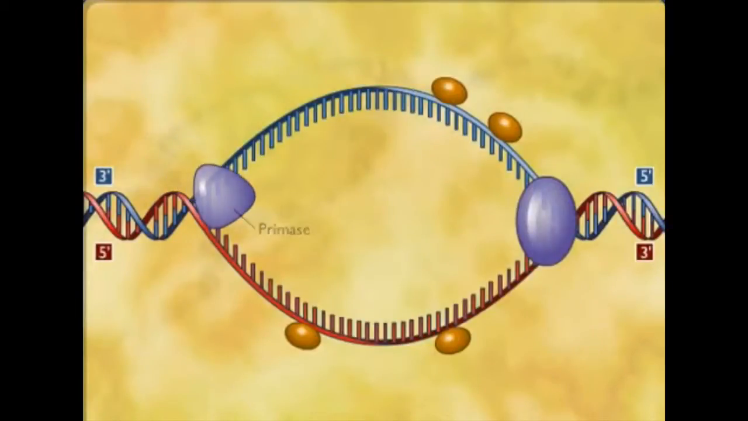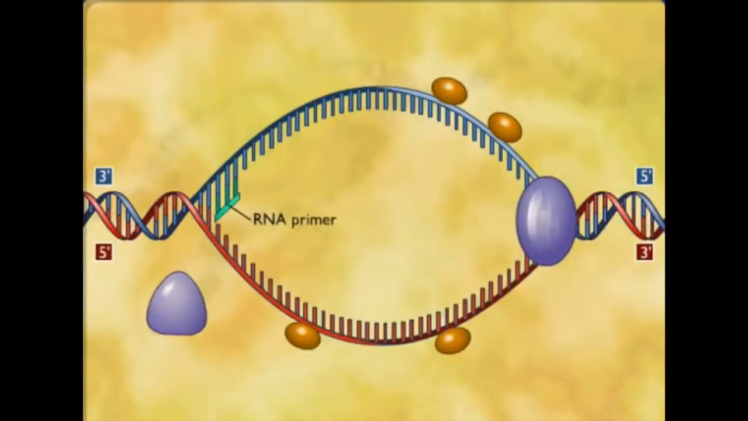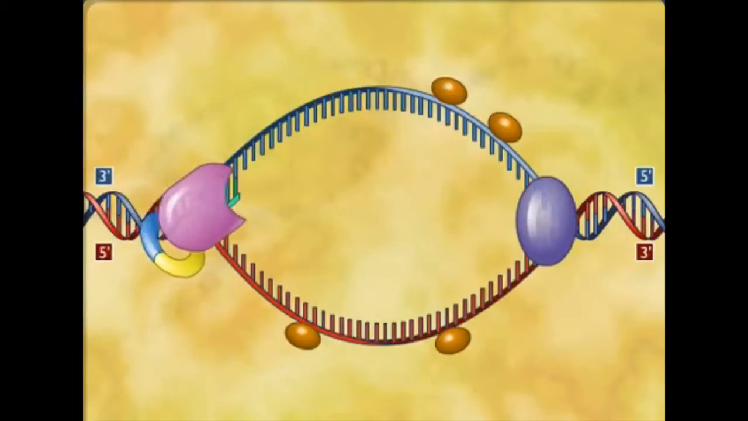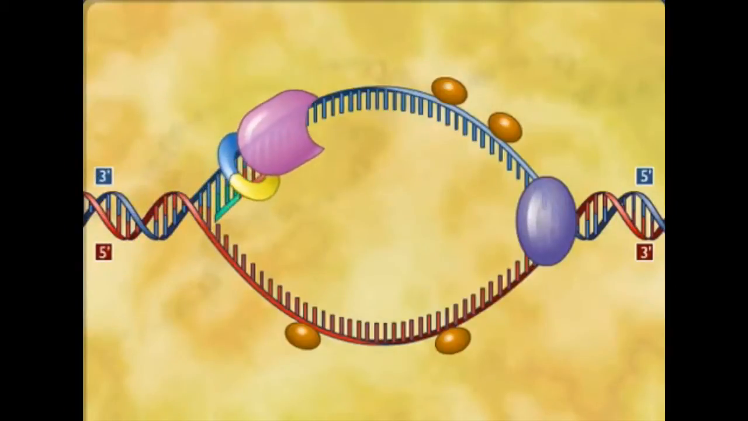Here the primase was laying down RNA primer. It did this because the DNA polymerase 3 can only replicate DNA strands from a 5' to 3' direction on the leading strand.